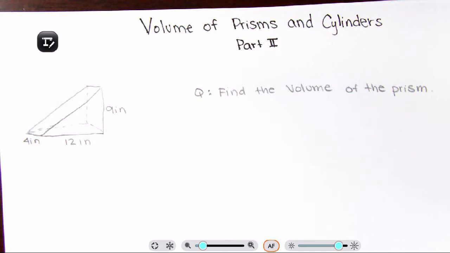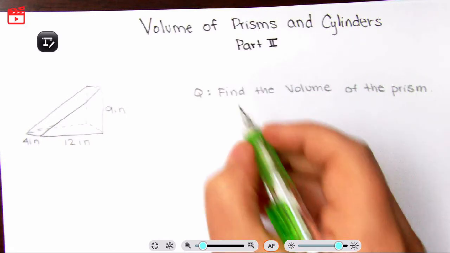So go ahead and pause this video, quickly work this out, and then come back to see if you have the answer correct, or perhaps maybe I'll make a mistake. But go ahead and pause this video and find the volume of this prism. All right, hopefully you've paused the video and then come back, but let's go ahead and get started.